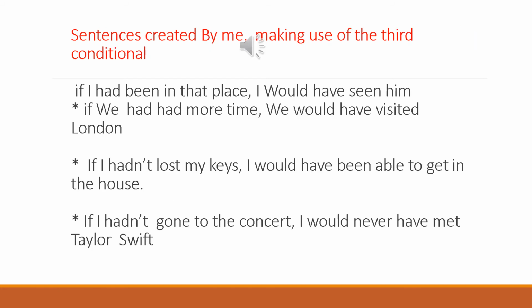Almost finishing this assignment, the final sentences created by me making use of the third conditional. If I had been in that place, I would have seen him. If we had had more time, we would have visited London. If I hadn't lost my keys, I would have been able to get in the house. If I hadn't gone to the concert, I would never have met Taylor Swift.